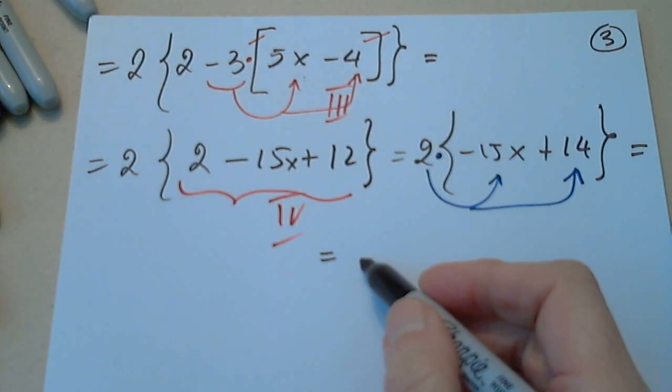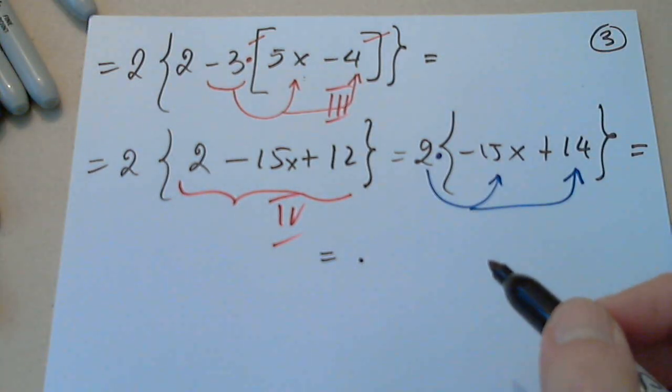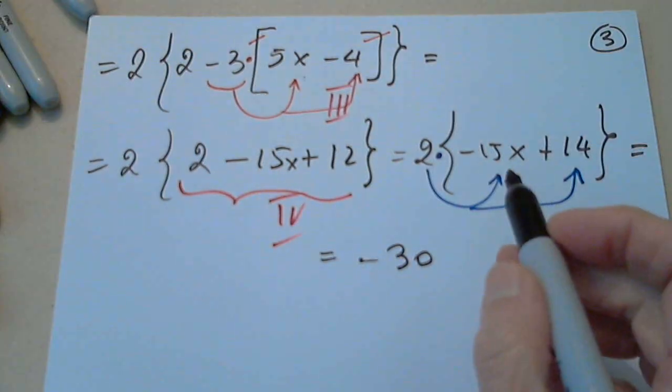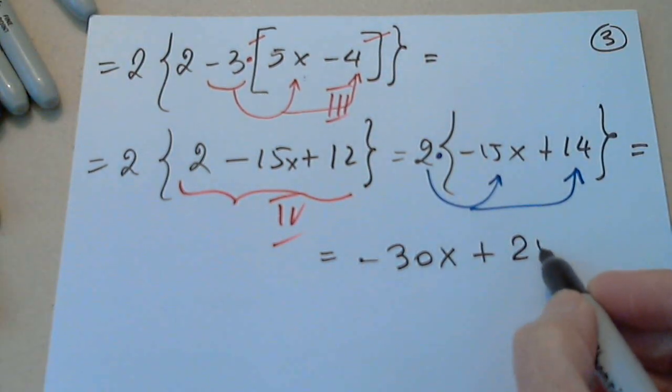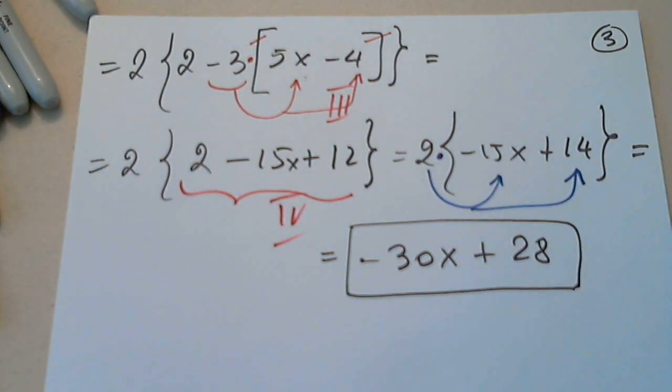Matt, Glenn, and Sarah, they are not banned. Sorry, I didn't want you to think that. Negative 30x plus 20, negative 30x plus 28. Any questions?